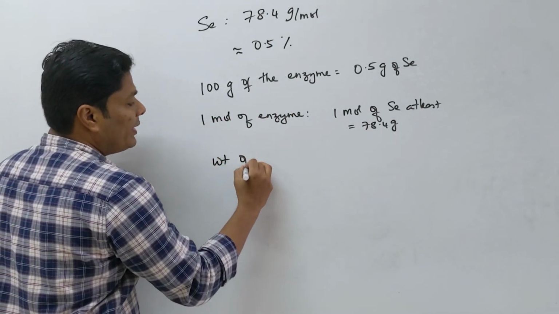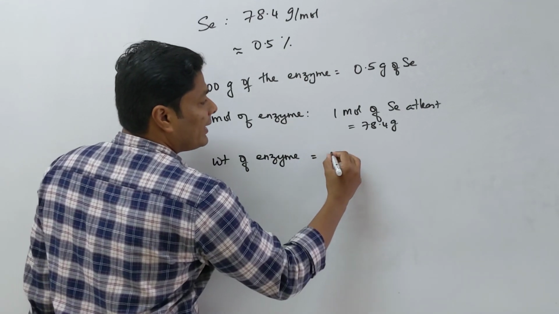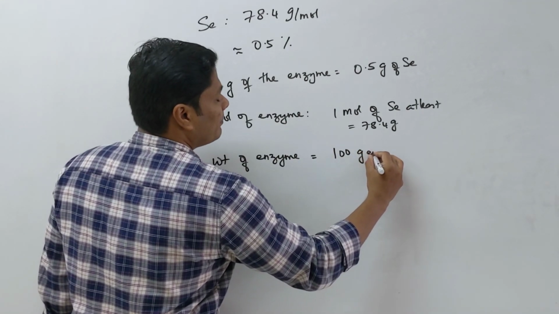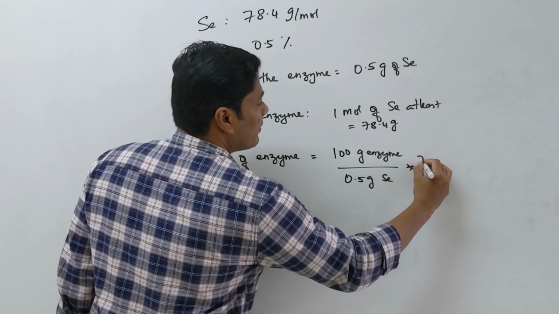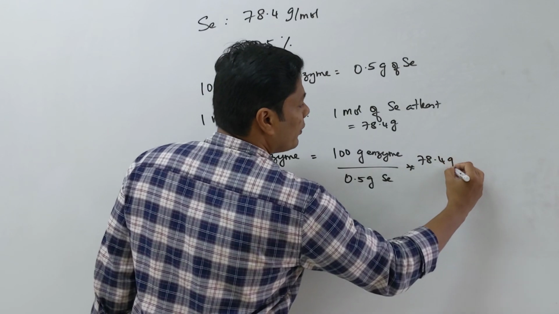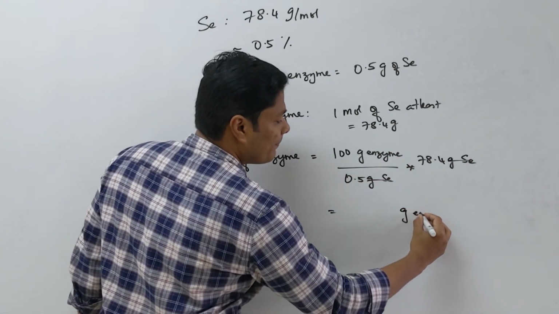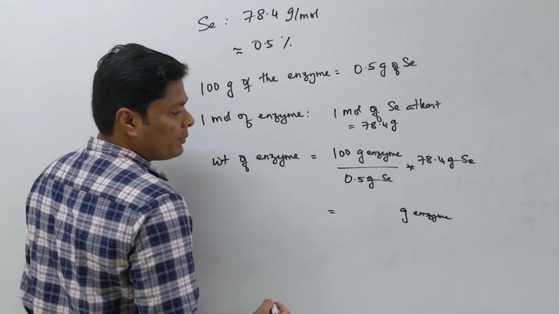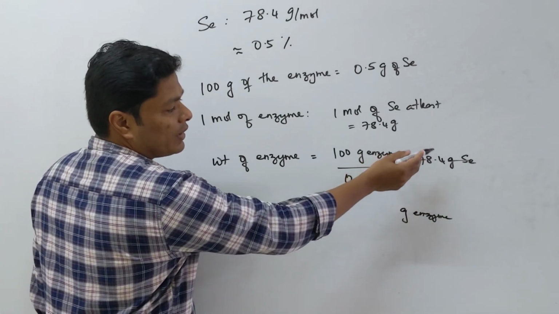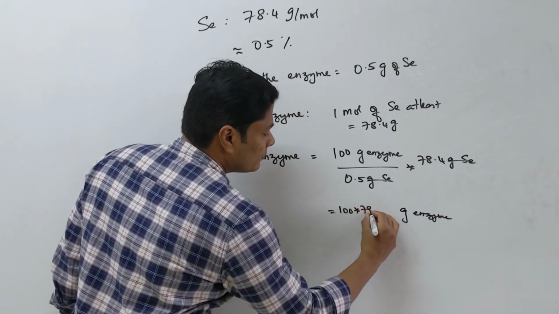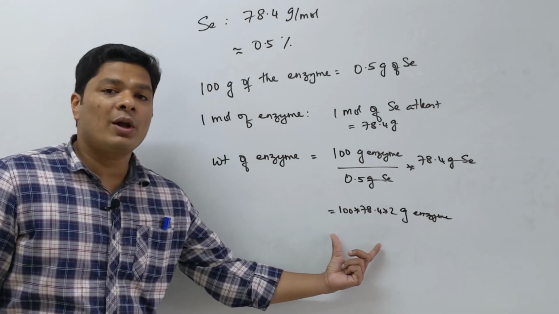So the weight of the enzyme would be, now what I am going to do is I will take 100 grams of enzyme has 0.5 grams of selenium, times 100 grams with 0.5 grams present, then how much for 78.4 grams of selenium? The gram selenium goes away. If you do the math, the unit remaining is grams enzyme, and that is what is present. Now if you look at it, 1 by 0.5 is 2. So 78.4 times 2 times 100. Now you can do the exact value and calculate the grams. This is the minimum molecular mass of this compound.